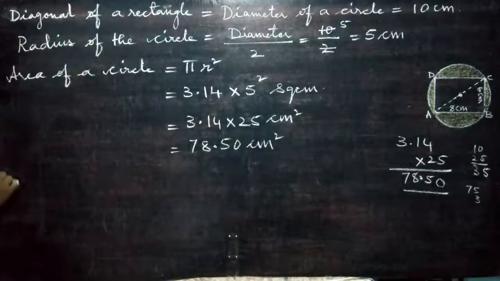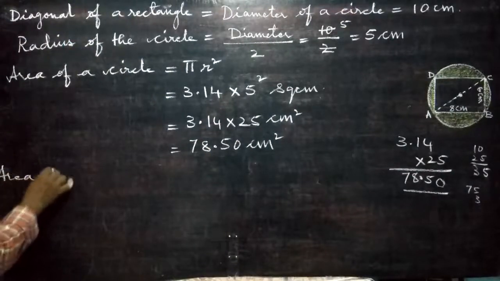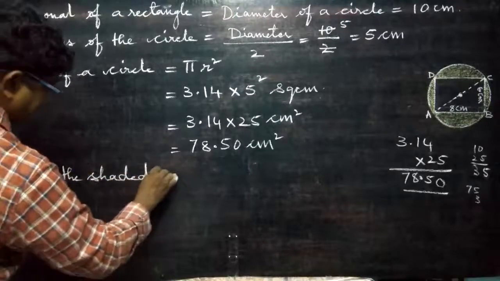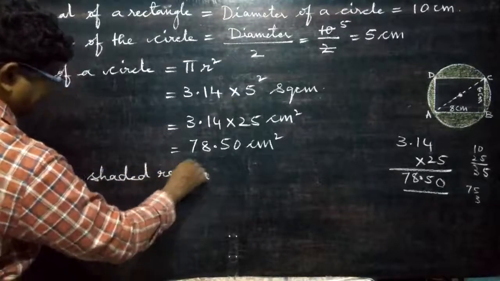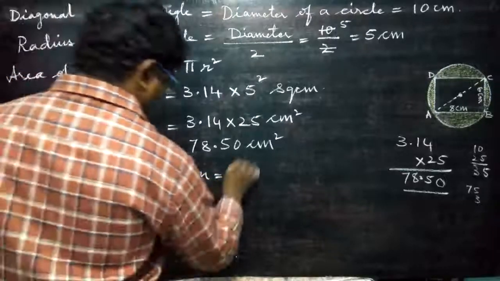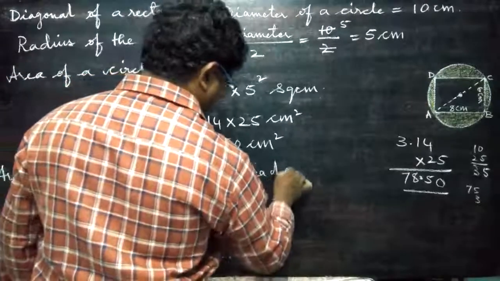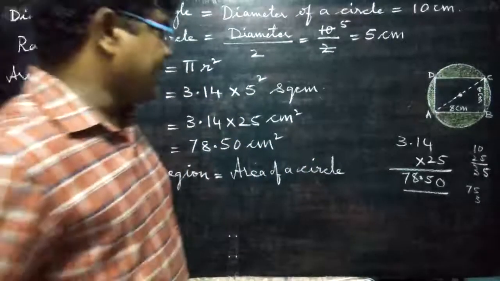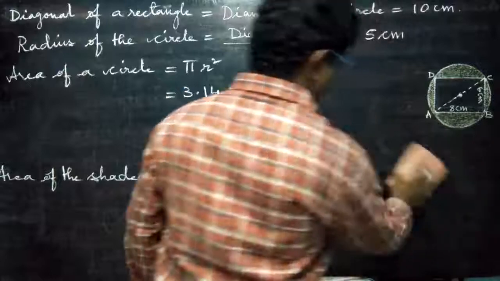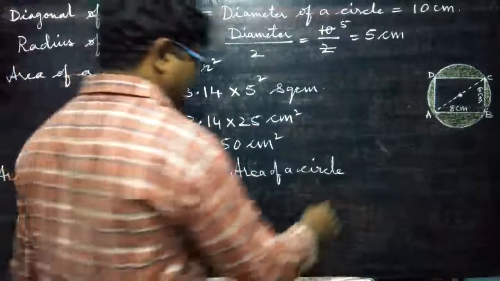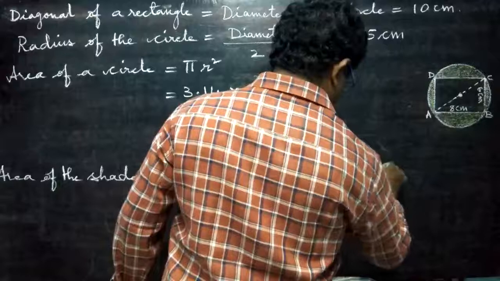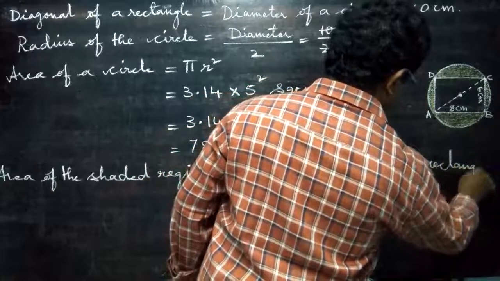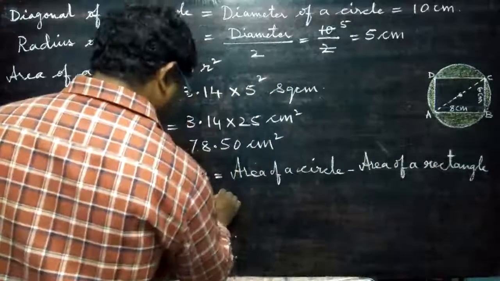Now they are asking to find area of the shaded region. Shaded region. How to find? Area of a circle minus area of a rectangle. Then we will get area of the shaded region. Area of a circle minus area of a rectangle. How much did we get for area of a circle?